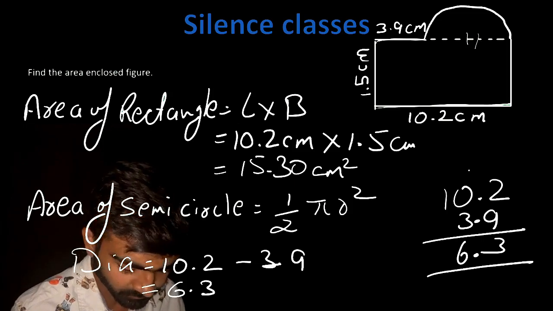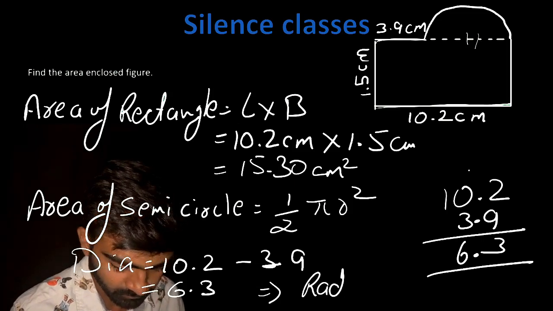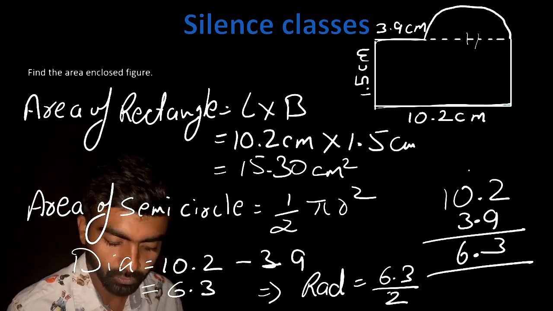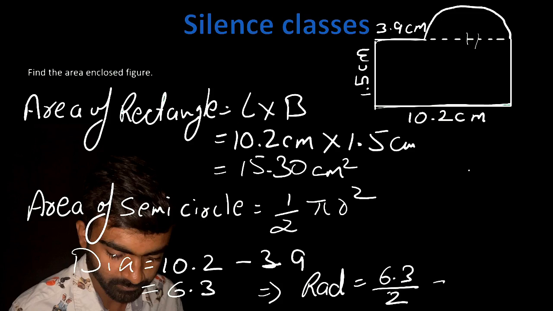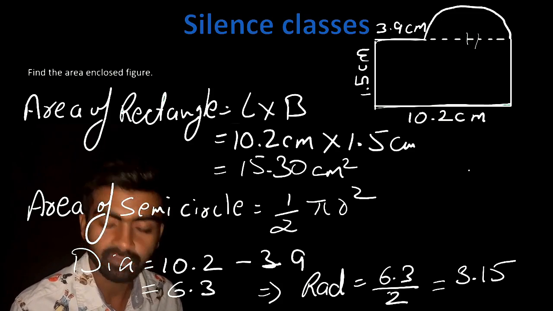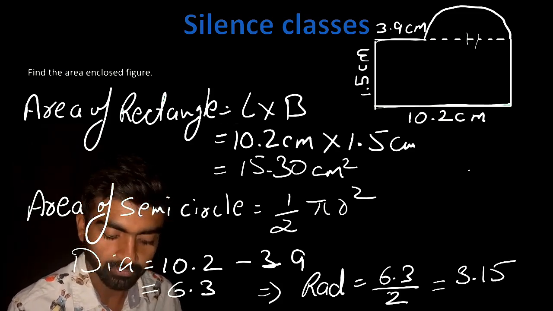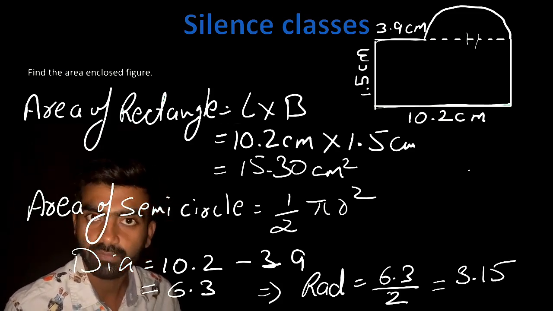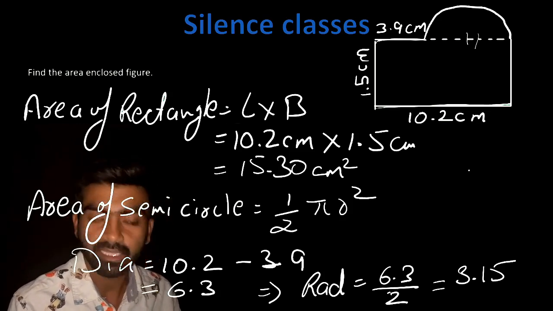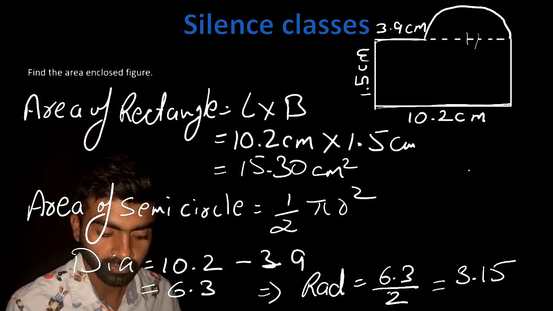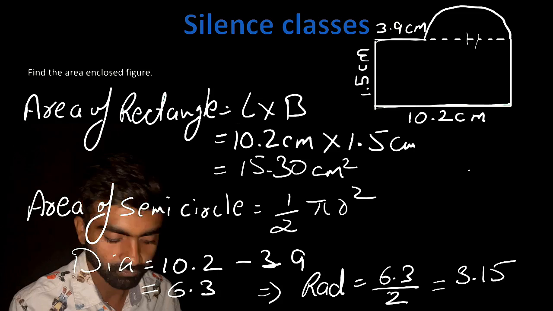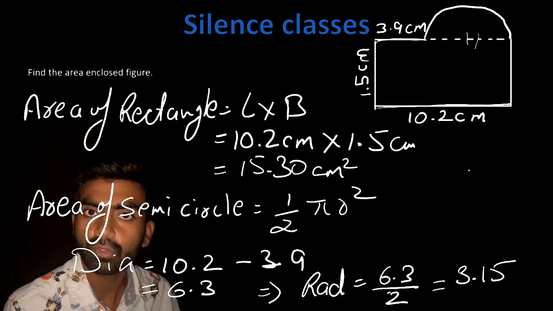So radius is equal to 6.3 divided by 2. Okay, so it will become 3.15. Once you divide it, you will get 3.15. Now this is the radius of this particular semicircle. I hope you guys understood how we have done it, because we had neither the diameter nor the radius. So first of all we found the diameter of this semicircle, then we just divided it by 2 to find the radius. We got the radius 3.15.